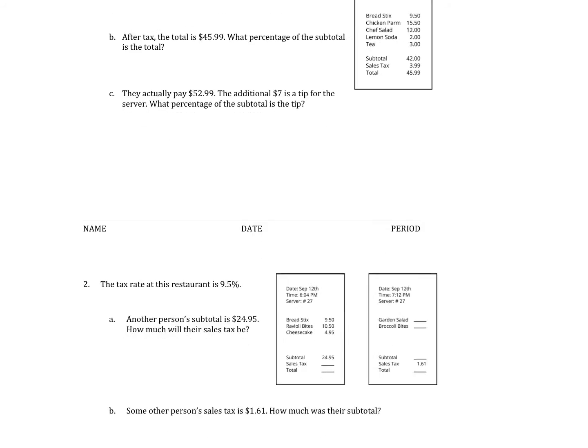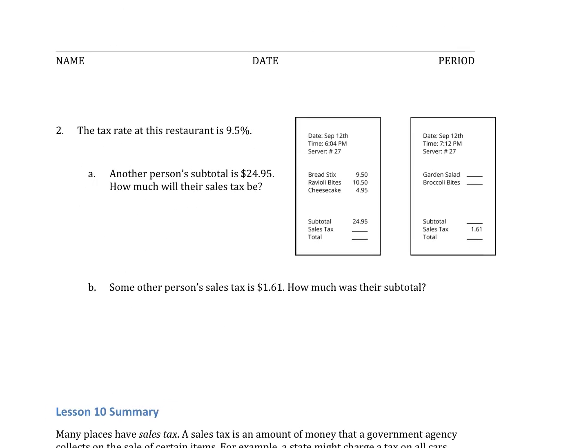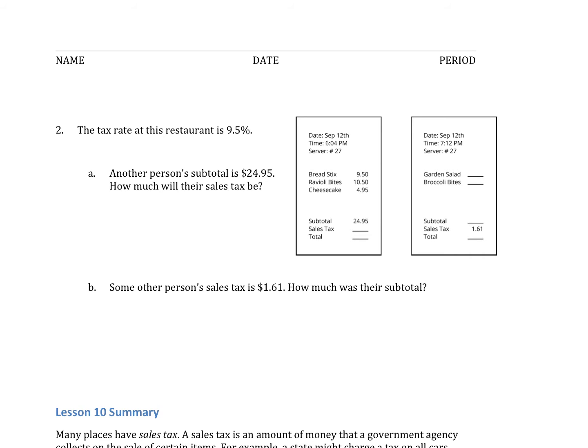So you have 3 questions that go along with Jada. And then if we go on to the next page, we see we have a new bill. They tell you what the tax rate is, and they want you to figure out how much their sales tax would be if another person had a different subtotal. And they also said some other person's sales tax would be $1.61. What is their subtotal? So here in question A, you're determining what the sales tax is. So that's the dollar amount. Question B, you're given the sales tax and you need to figure out the subtotal. So go ahead, pause the video, and begin working on that problem.